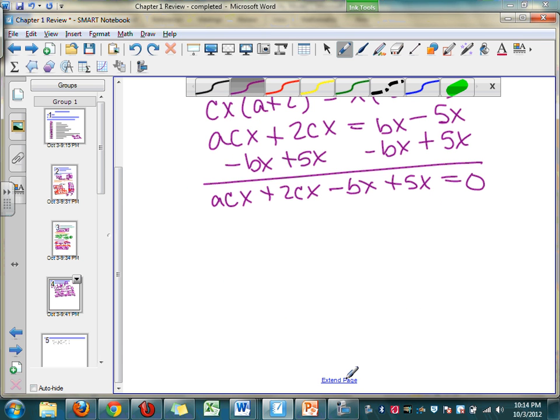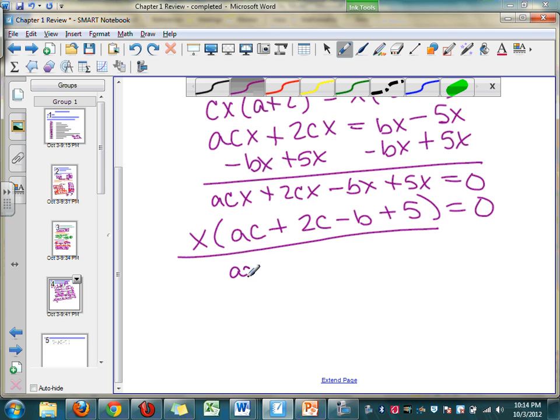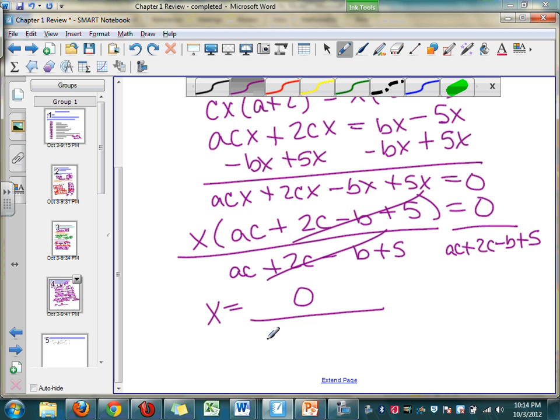And what we're going to do is factor out an x. So if I pull out an x, I'm going to be left with ac out of this term. Out of this one, I'm going to be left with 2c. Out of this one, I'm going to be left with minus b. And out of this one, I'm going to be left with plus 5 is equal to 0. Now, if I'm solving this thing for x, this is all attached by multiplication. So I'm going to divide both sides by ac plus 2c minus b plus 5. That is gone, and I'm left with x is equal to 0 divided by this junk.